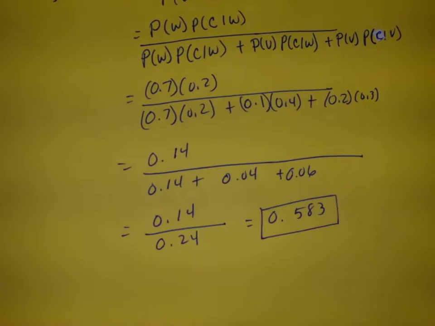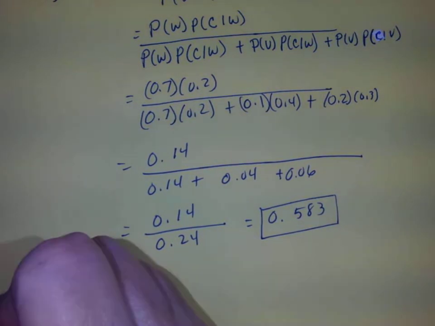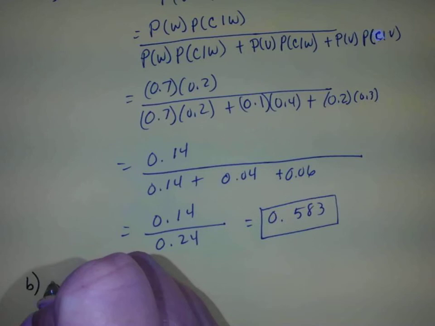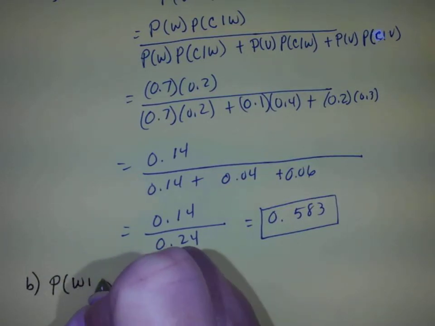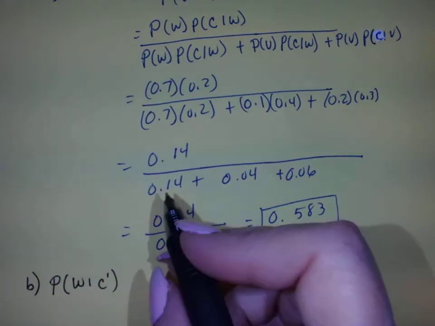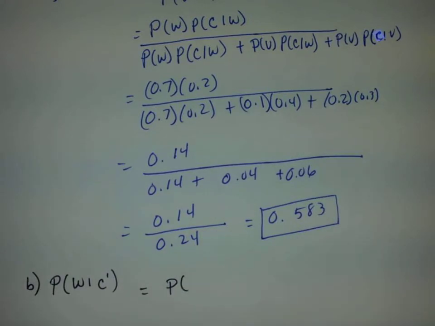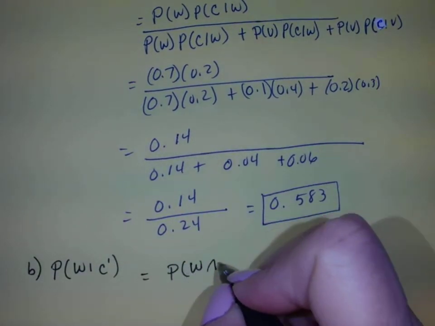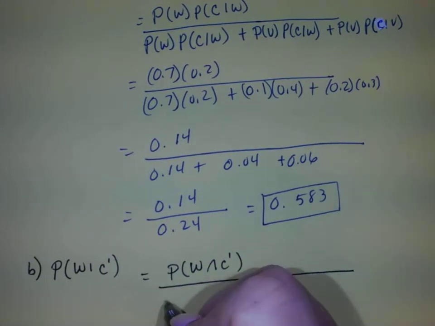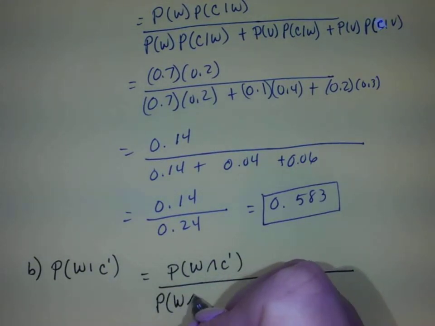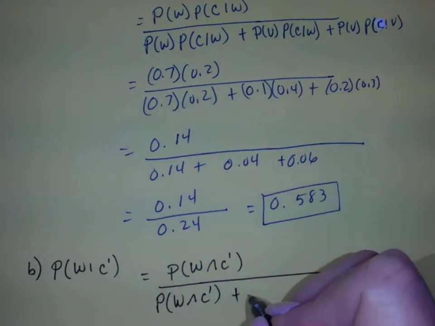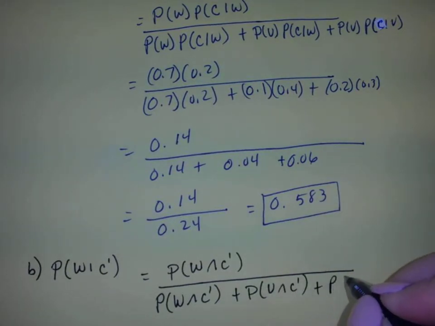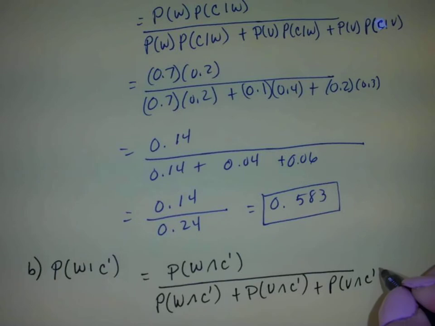All right, so this was part A. Now we're going to look at part B. And part B has us doing the probability of W given that C complement occurred. So this will be equal to the probability of W intersected with C complement over the probability of W intersected with C complement plus the probability of U intersected with C complement plus the probability of V intersected with C complement.